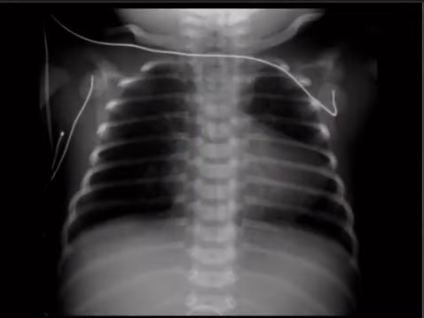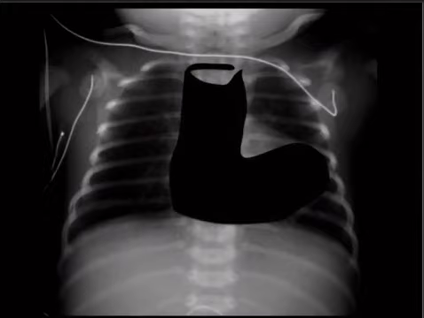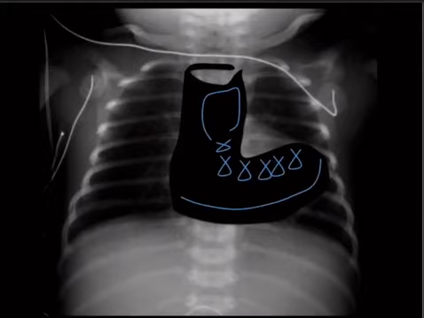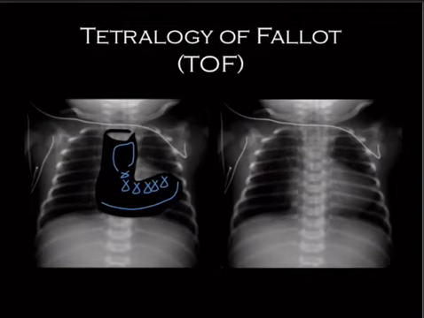All right, next case. So we've got a heart that maybe looks like a boot. This is pretty classic Aunt Minnie for tetralogy of Fallot.